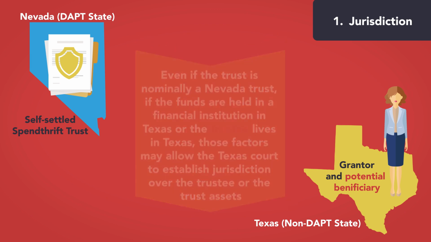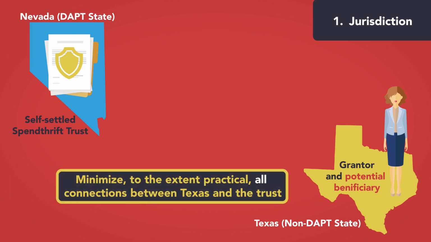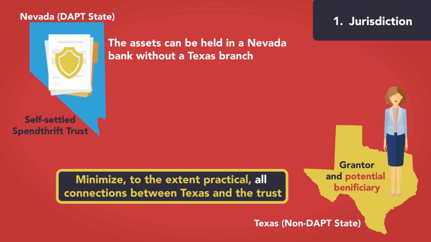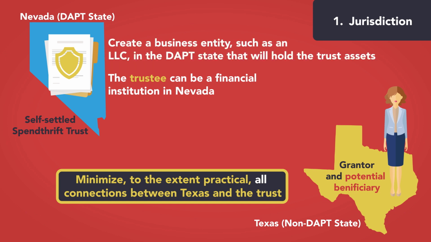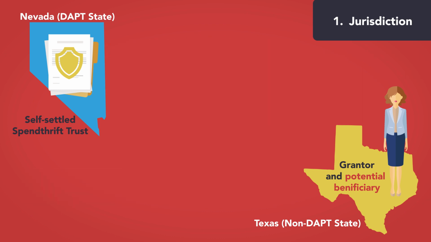It's therefore the best strategy to minimize, to the extent possible, all connections between Texas and the trust. The assets can, for example, be held in a Nevada bank without a Texas branch. The trustee can be a financial institution in Nevada. It's even common to create a business entity, such as an LLC, in the DAPT state that will hold the trust assets. The more steps that are taken in this regard, the more difficult it will be for the courts in the non-DAPT state to assert jurisdiction over the trust assets.